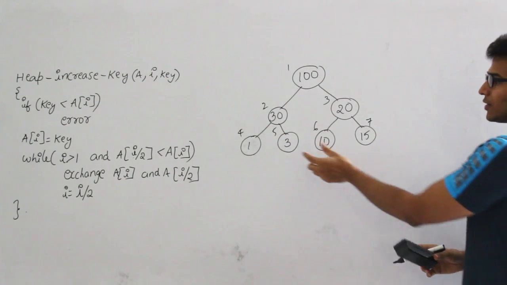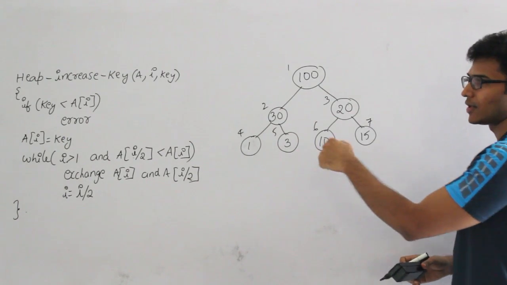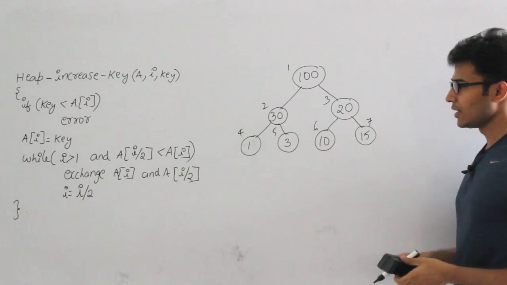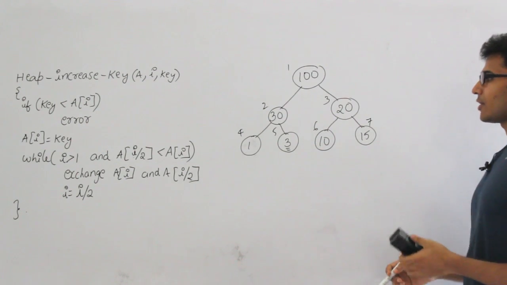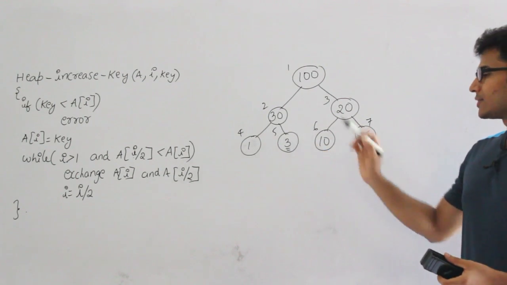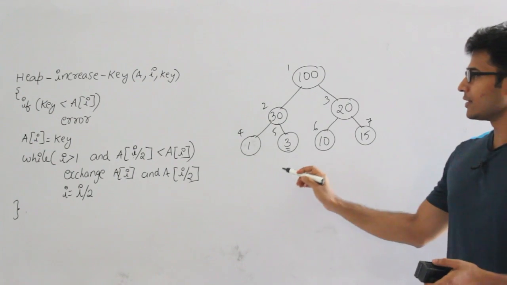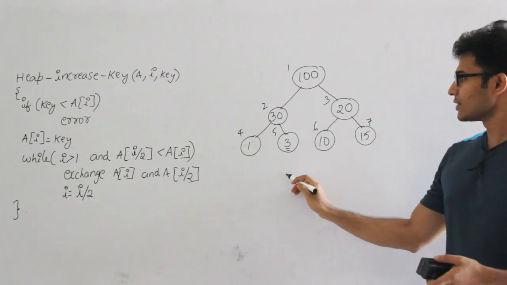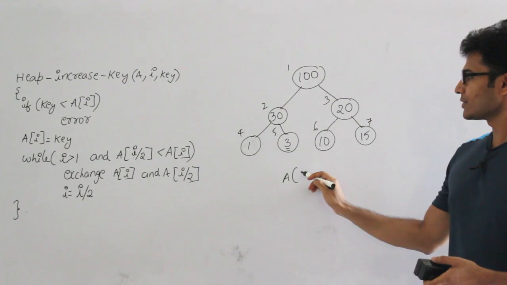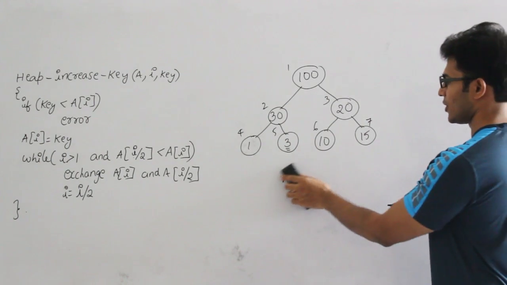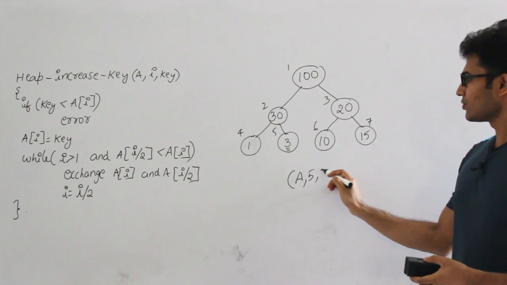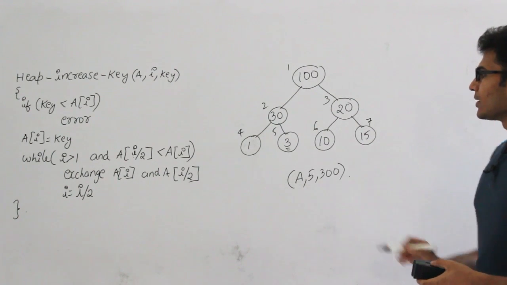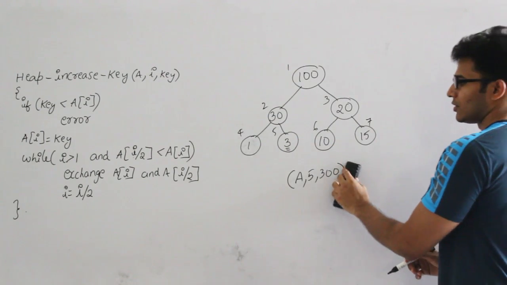Now I want to take one node and increase its value to some higher value. Let us say I want to increase the value of 3 to 300. Then what happens? Let us assume that this 3 is increased to 300. Then we are going to call increase on a, what is the index? We are going to increase inside the array a the fifth index to 300. So from 3 I have to raise it to 300.